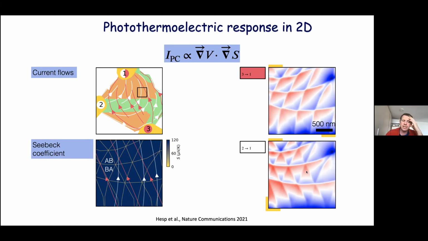And what we learn from this is that within a Moiré unit cell, we can really image with this nanoscopy technique the photothermoelectric properties. Now we move to magic angle graphene. So magic angle graphene is typically at an angle of around 1.1 degree. And that is where the band structure of graphene completely changes.